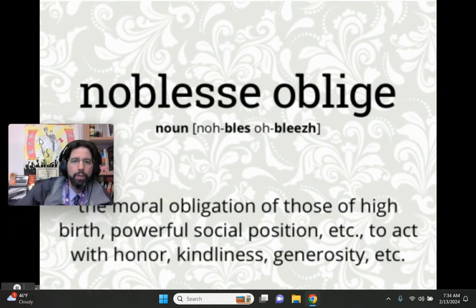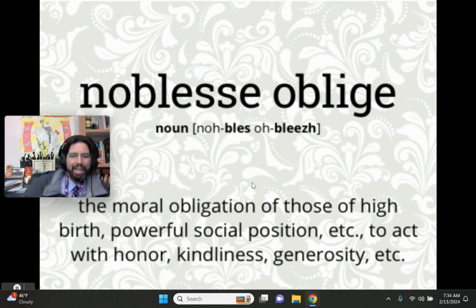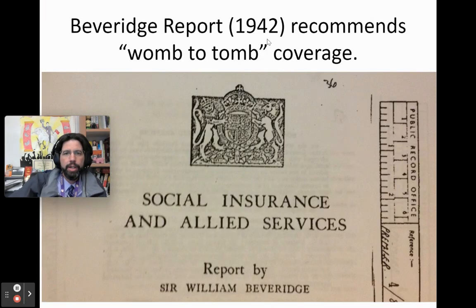Now, there is a philosophy in the UK known as noblesse oblige. It's this obligation of those of high status, high class to treat those underneath them with kindness, honor, and gentleness. And so this is where the concept of the collectivist consensus comes in. Basically, in 1942, you have a report that says that you should give womb to tomb government coverage of people, and you have these huge social safety nets.